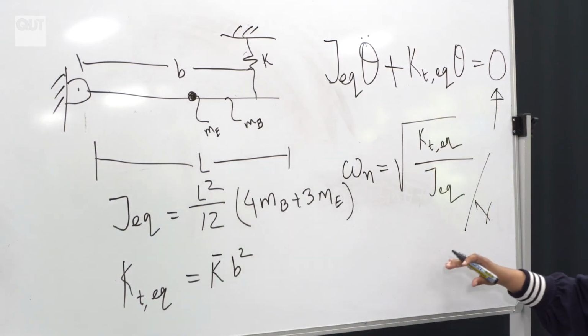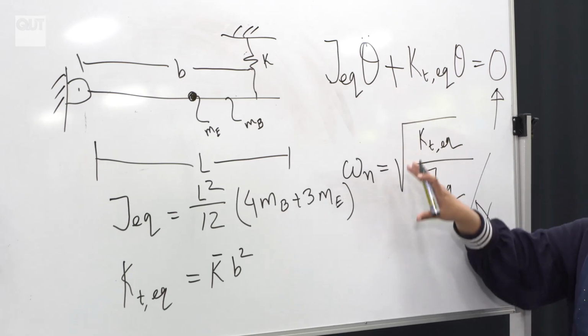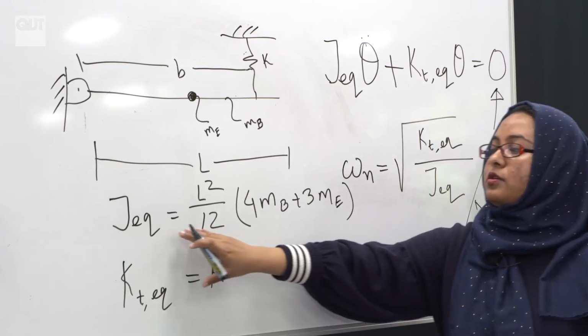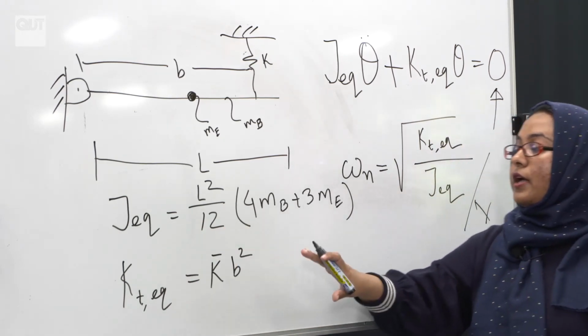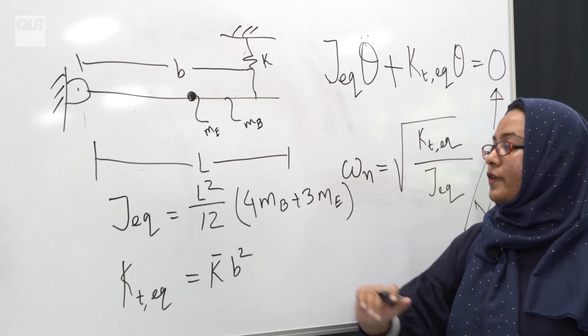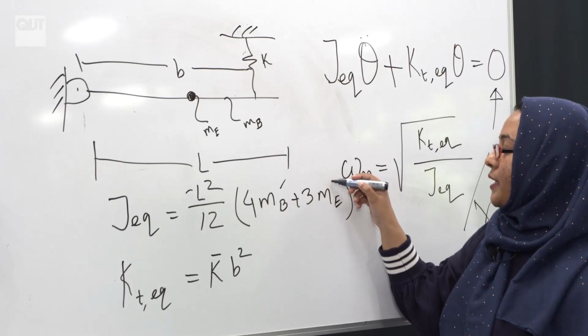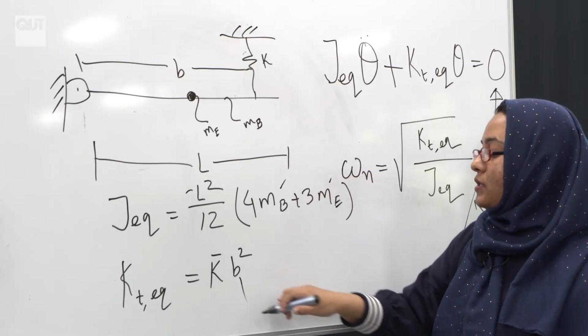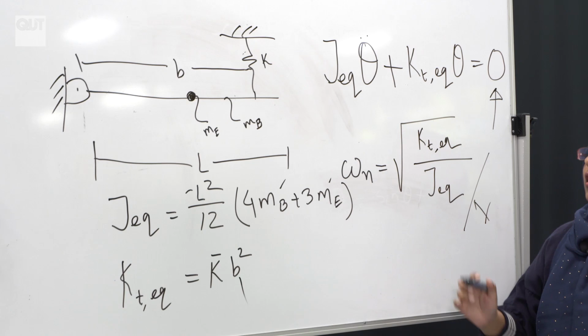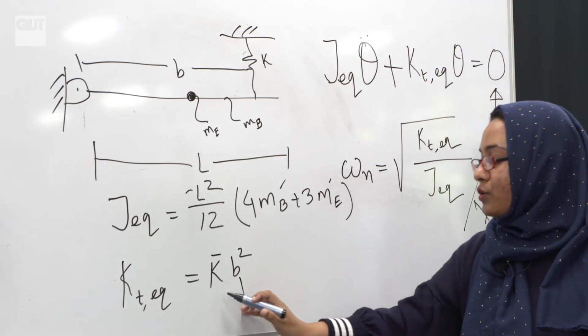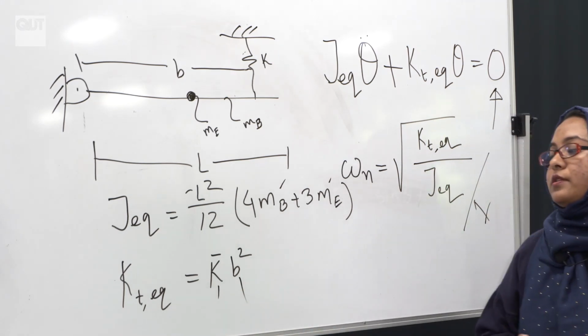So, we can understand that to find the natural frequency of this system, we need to know J equivalent and K equivalent, and to find J equivalent and K equivalent, we need to know L, the mass of the beam, the mass of the exciter unit, and the distance between the revolute joint and the spring. Also, we need to know the average stiffness of the spring.